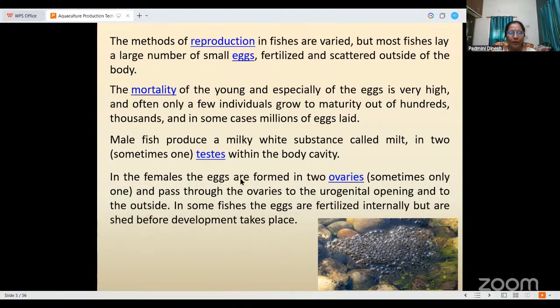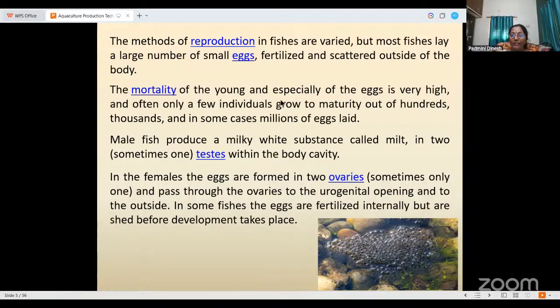Okay. Now coming to the method of reproduction over here. Again, when you want seed production, then definitely you'll have to talk a little bit about how reproduction occurs in the fishes. So most of the fishes lay small eggs, fertilized and scattered outside the body. Something like this you must have seen in water beds, or if you had an aquarium, you could have seen those eggs being laid or scattered around.